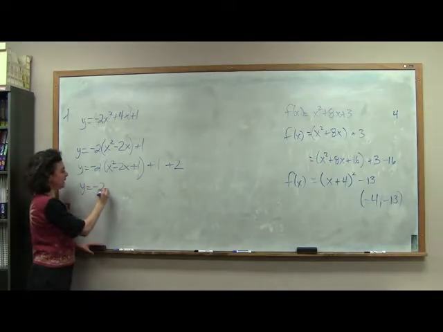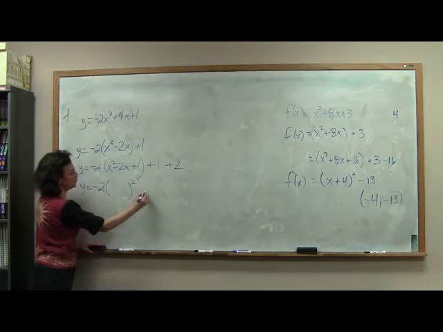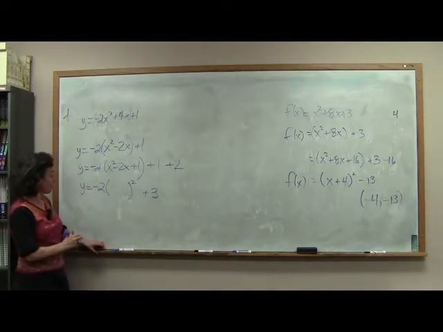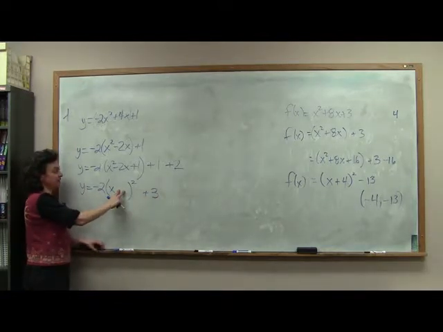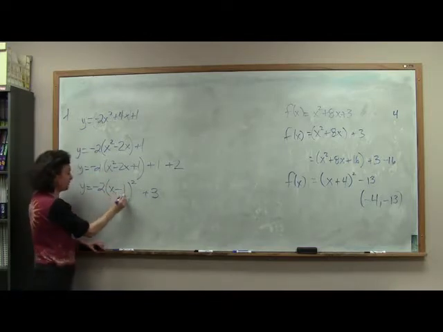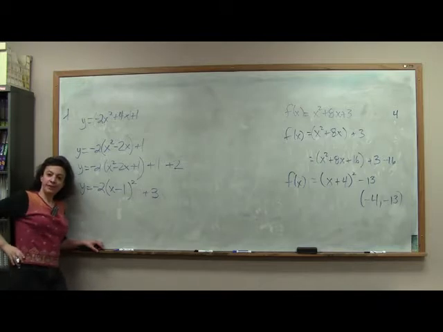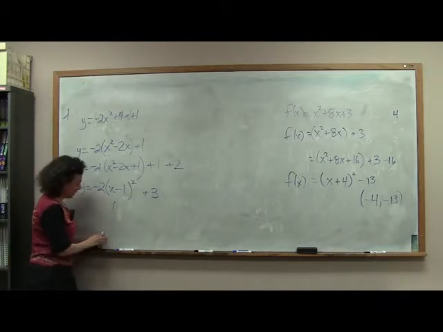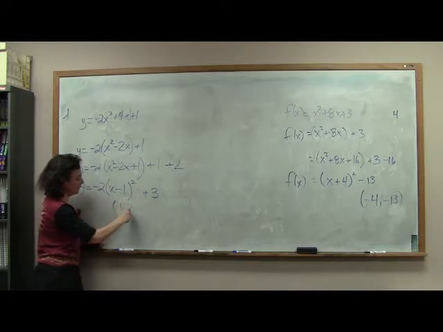So what do I have? -2. I want to write that as some quantity squared, and then I have a +3 out here. Well, what number goes here? That's what we put when we take half of our middle term. And there we have it. What's our vertex? Whoa. Our vertex is 1, 3.